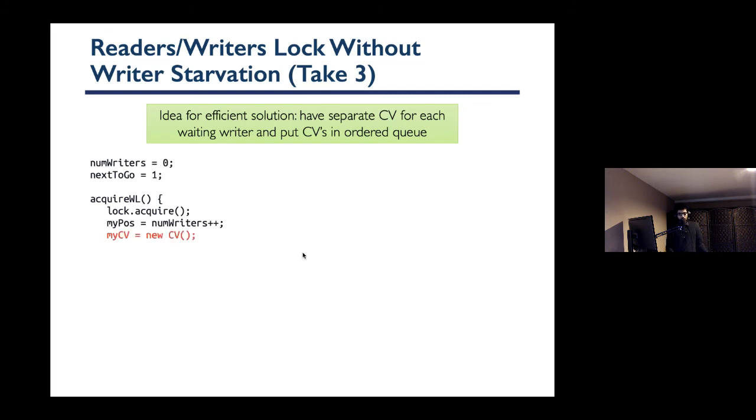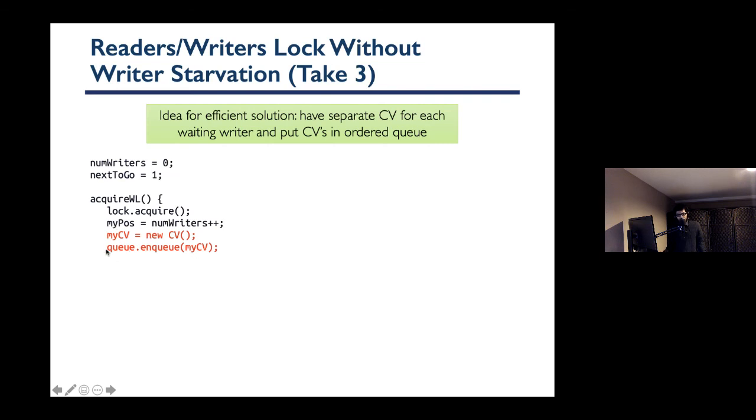In take 3, instead of just relying on numbers, we still give people numbers when they come to the system. So every time a writer comes, it gets a number. This becomes their number. But then we also create a new condition variable for every writer. Instead of having only one condition variable and making everybody wait on that particular condition variable, we create new condition variables every time somebody comes to the system. So everyone gets their own condition variable with this line, right?